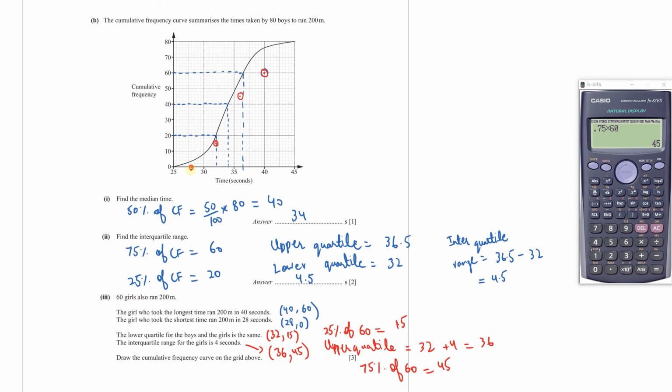28 and 0. This is 32 and 15. This is 36 and 45. And this is 40 and 60. So now we can join these to form the cumulative frequency curve. So start off like this. So this will be the cumulative frequency curve for these results given.